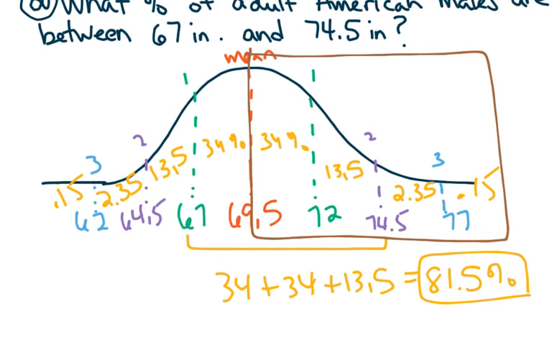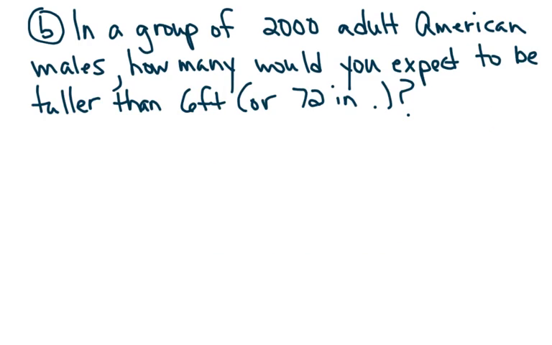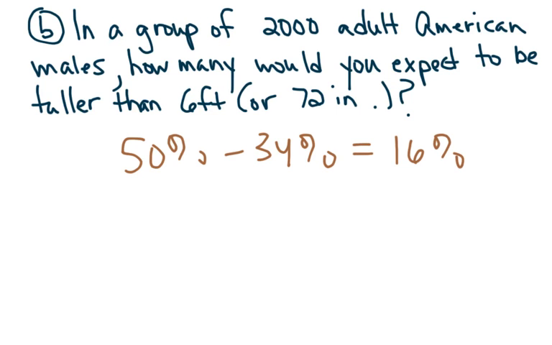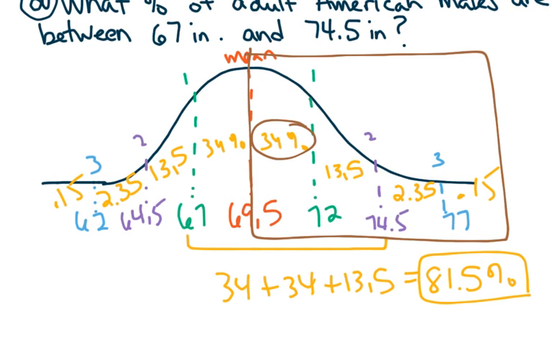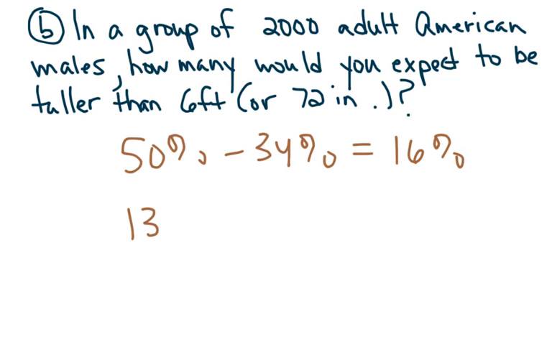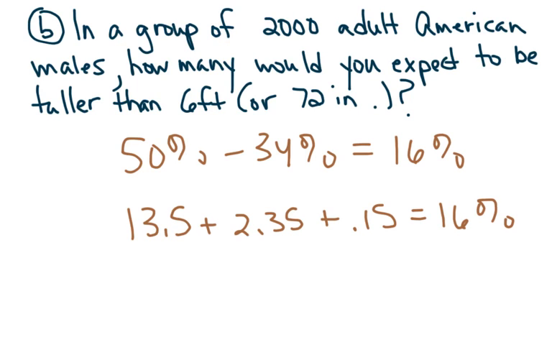One way of figuring out what percent of adult males are greater than 72 inches is to take 50% and subtract from it the 34%, and you would get 16%. The other way you can do it is add 13.5 plus 2.35 plus 0.15, and you're still going to get 16%. Either way is fine with me.